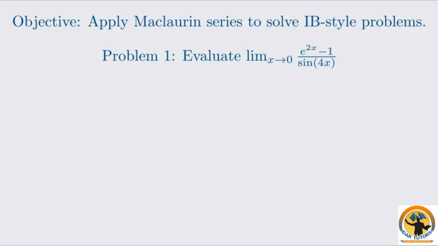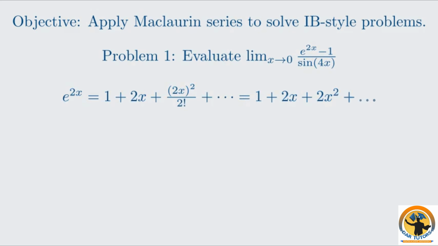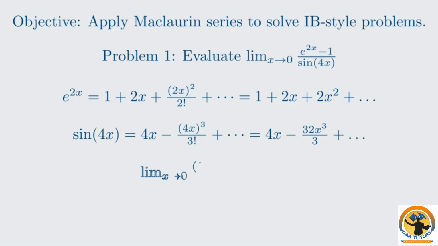We'll replace e to the 2x and sine of 4x with their Maclaurin series. The series for e to the 2x is 1 plus 2x plus 2x squared, and so on. The series for sine of 4x is 4x minus 32x cubed over 3, and so on. Now substitute these into the limit expression. The 1 and -1 in the numerator cancel out. We are left with the limit of 2x plus 2x squared, and so on, divided by 4x minus 32x cubed over 3, and so on.